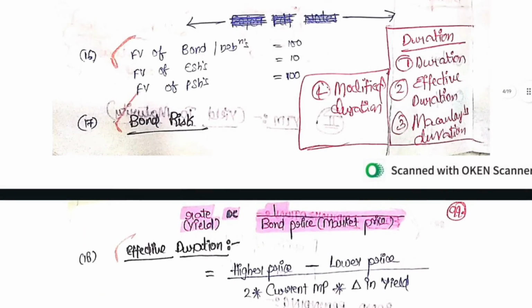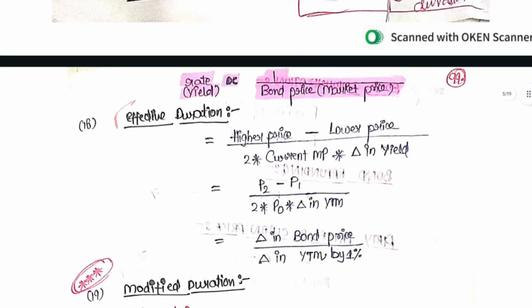Next, effective duration. How to calculate effective duration? Effective duration equals higher price minus lower price divided by 2 into current market price into change in yield. That is (P2 minus P1) divided by (2 P0 into change in YTM). It is nothing but change in bond price divided by change in YTM by 1%.